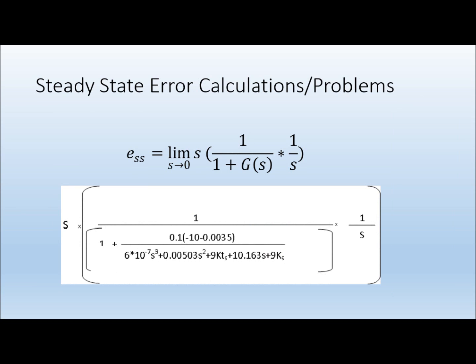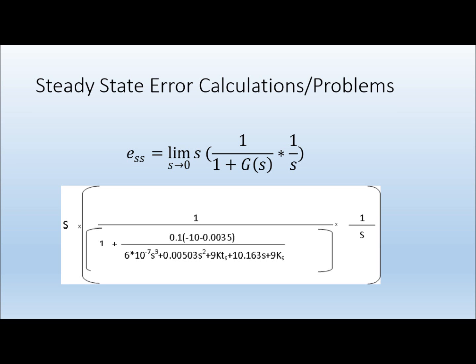Next we have the steady state error calculations. The steady state error is calculated by taking the limit as s goes to 0 of s times 1 over 1 plus G of s times 1 over s. G of s is the transfer function of our system with the disturbance without respect to our input or output. This equation gave us a steady state error of negative 9 Ks. This gave us a much higher error than we wanted, of about 121.